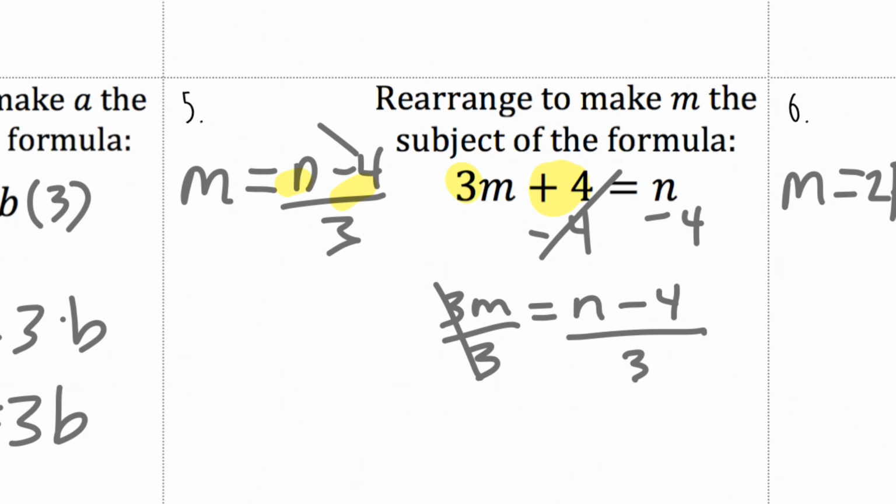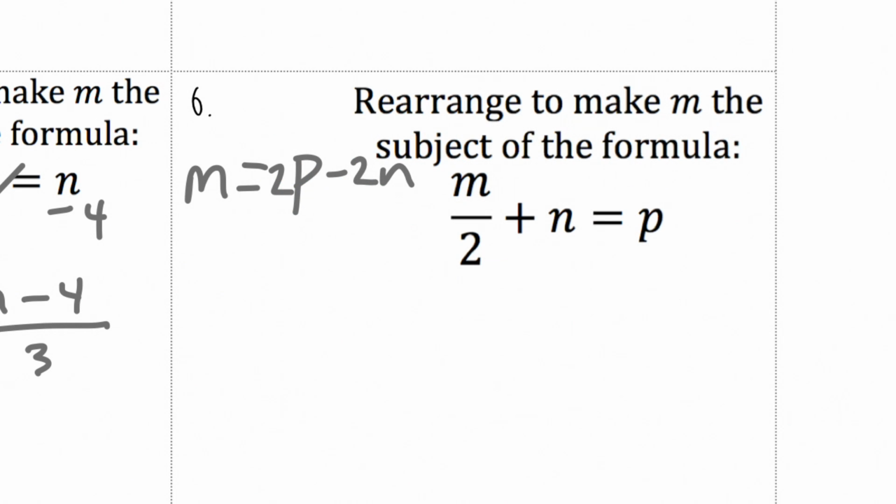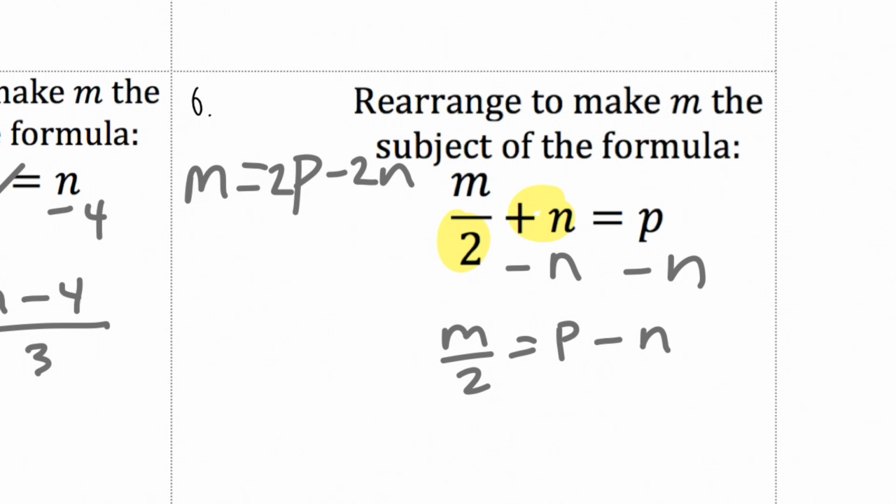Okay? Looking at problem number 6. So again, here we have that thing where there's more than one thing happening to our variable. We are dividing, but we are also adding a variable to it. Okay, so again, we undo the addition or subtraction first, so we take away N first. I get M over 2 equals P minus N.